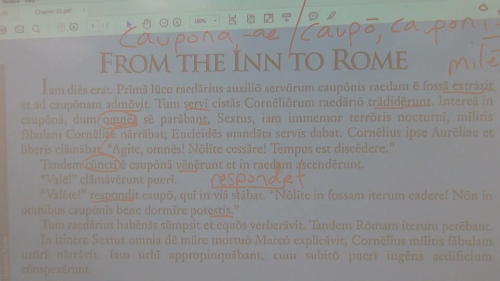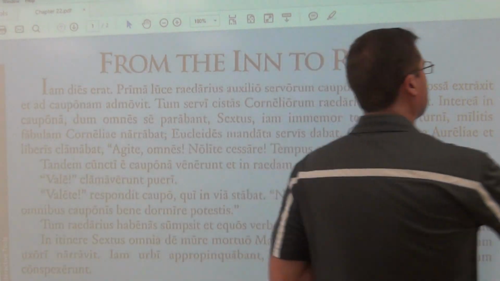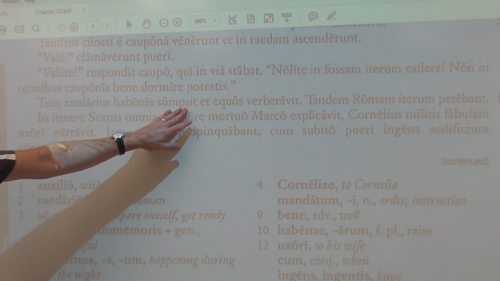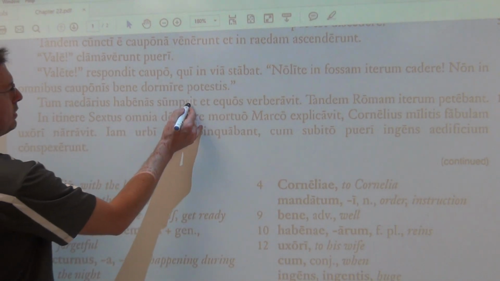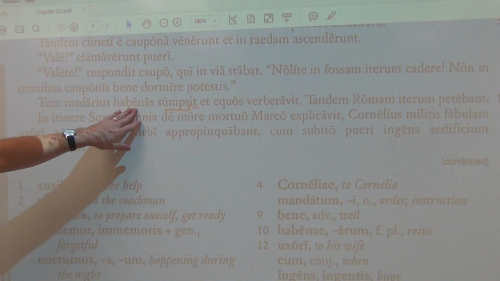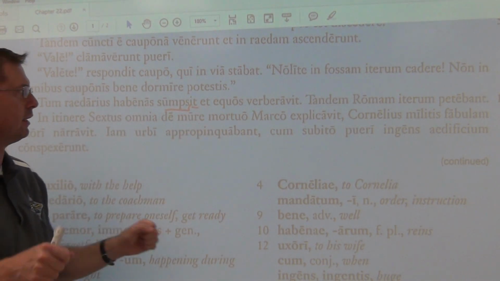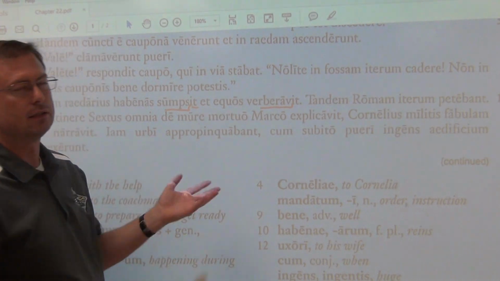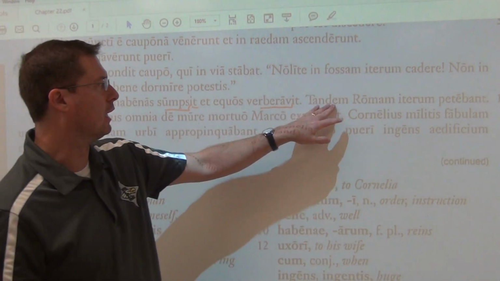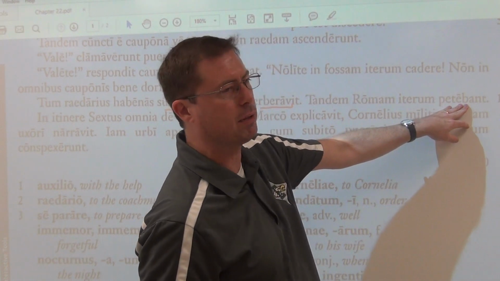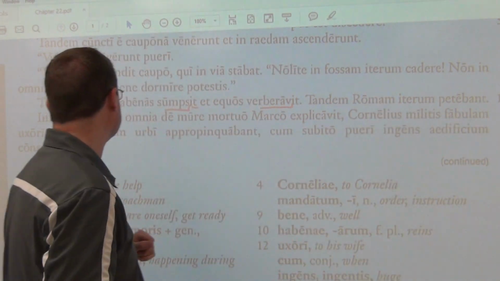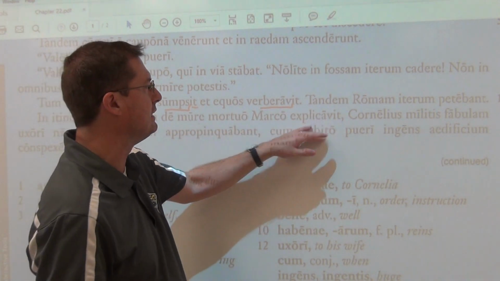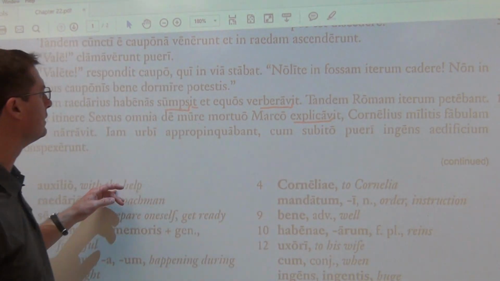Tum raedarius habenas sumpsit. Then the carriage driver, the minivan driver, he did take up, sumo, sumere, sumpsi. Again, perfect stem, sumps, and perfect ending. He took up the reins. Those would be the obviously things that he has to guide the horses. And he did beat, he has beat, he beated, bad English, the horses. Tandem, at last, they were seeking, peto, petere, petivi, petitus, Rome again, iterum. In itinere, on the journey, Sextus, gotta go find out what he did, he explained, did explain, has explained all things.